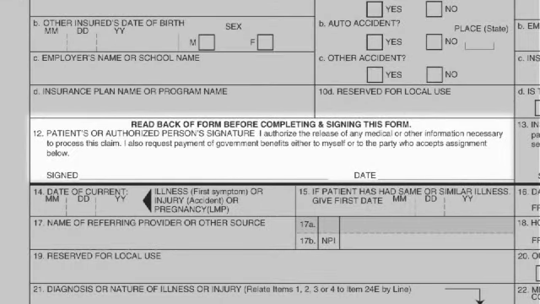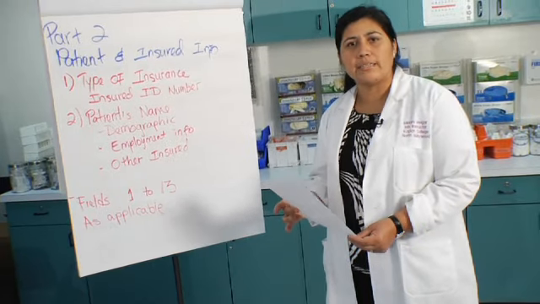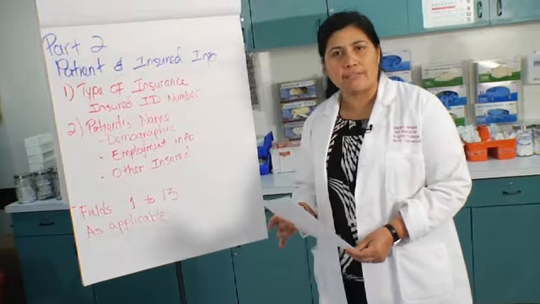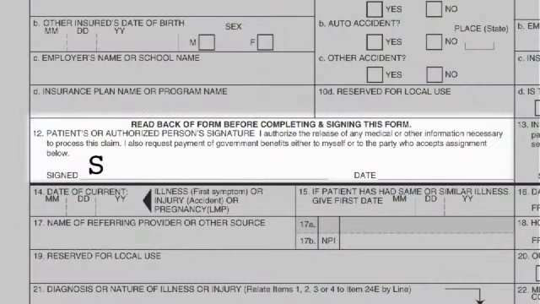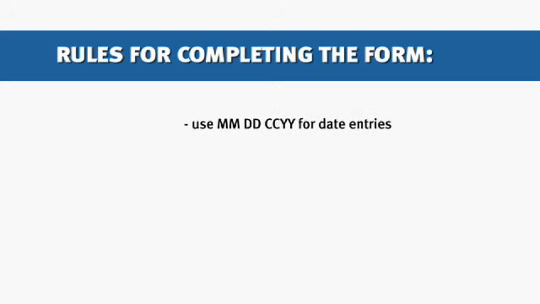Number 12, this has to do with the signature. Because you're submitting a claim that is possibly done electronically, all you have to write here is SOF. This means signature on file. You also need to indicate the date. Remember the rule for the date: 2 digits for the month, 2 digits for the day, and 4 digits for the year.